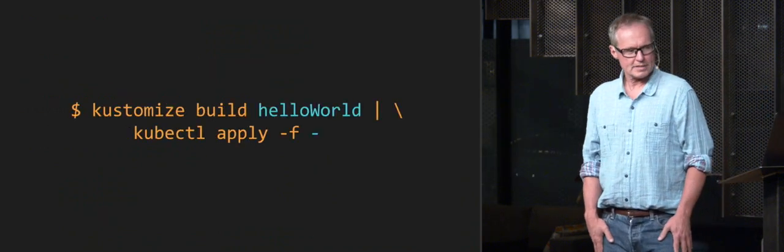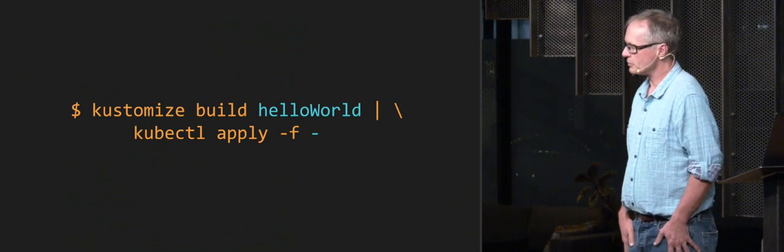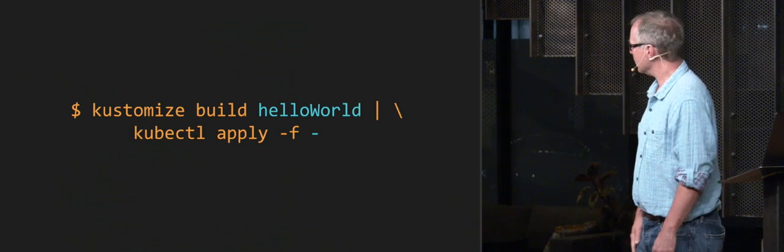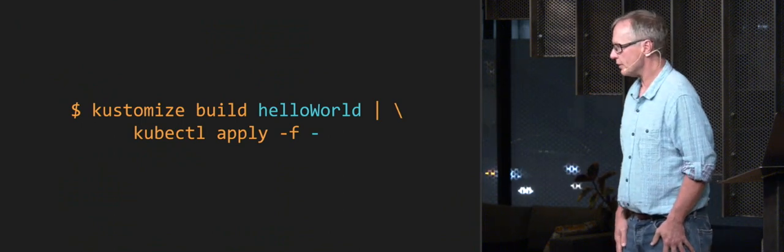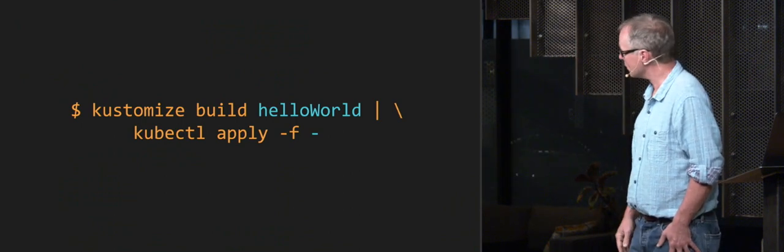So this is how you use it. Hello world in this example is a directory. You just say kustomize build and then the directory name, and that's going to spit out a bunch of YAML to standard out, and you can pipe that right into kubectl apply and put the hyphen there so that it reads from standard in.